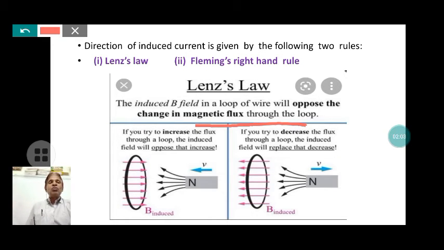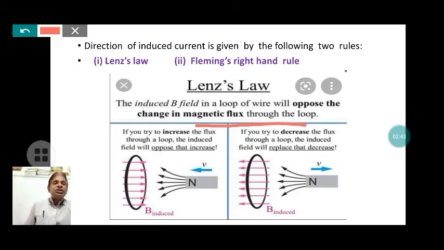Due to the increase or decrease in the magnetic flux linked with the coil, a current is induced, and the movement of the magnet also decides the direction of the current. If you try to increase the flux through the loop, the induced field will oppose the increase. That's why the coil becomes a north pole. The two north poles repel each other and oppose the increase of the magnetic flux.